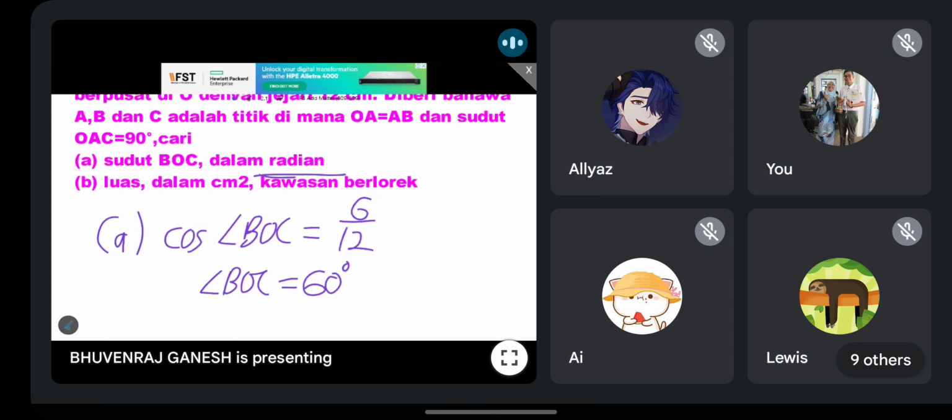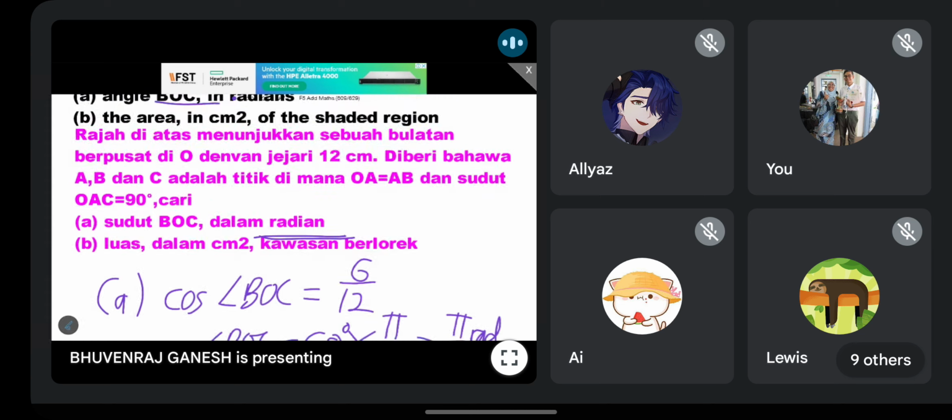Okay, remember, soalan ask radian so you must tukar to radian. Okay, cannot leave at 60 degree. So you must times pi over 180. So final answer, you leave it like this, pi over 3 radian. This is your final answer. So make sure you all convert to radian after degree.